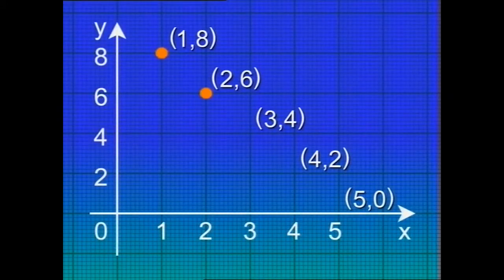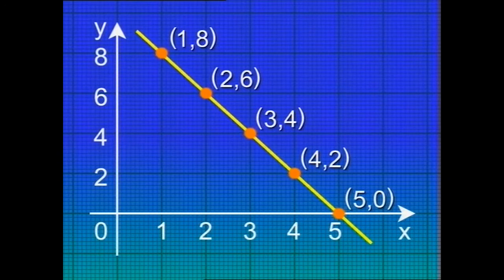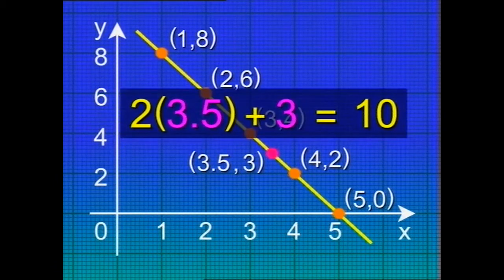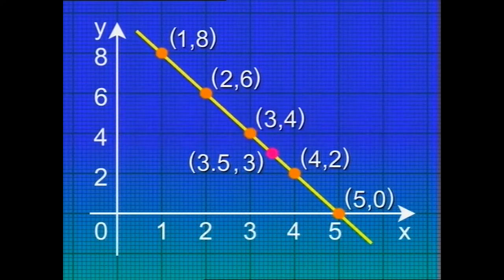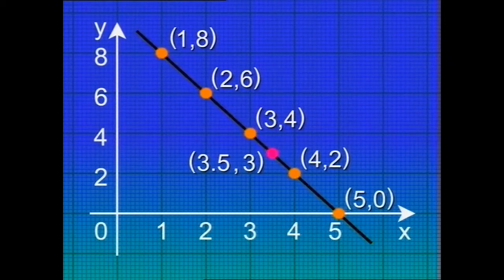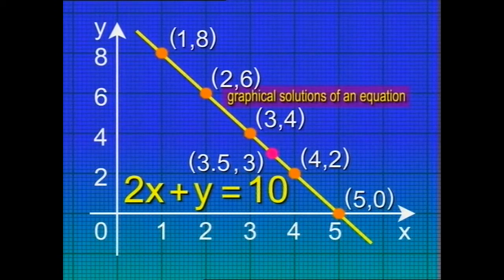When these solutions are represented by dots on a coordinate plane, all the dots will lie in a straight line. If we select any point on the line, say for instance (3.5, 3), its pair of numbers will also satisfy the equation, and thus form a solution of the equation. In other words, every dot on the straight line is a solution to the equation. We call this straight line the graphical solution of the equation. So every point on the straight line is a solution of the linear equation in two unknowns.